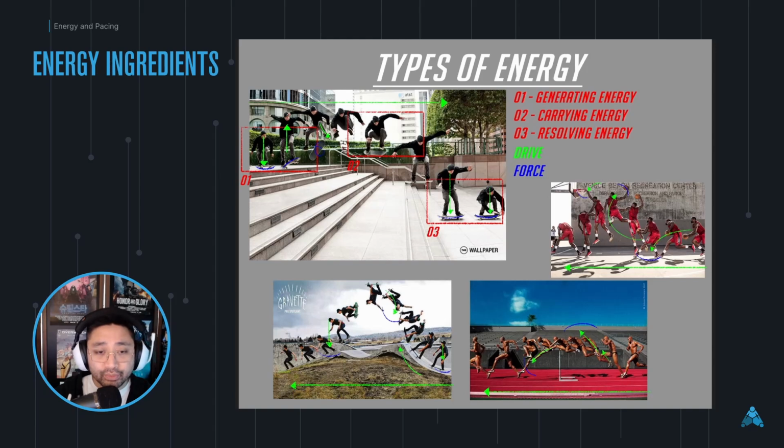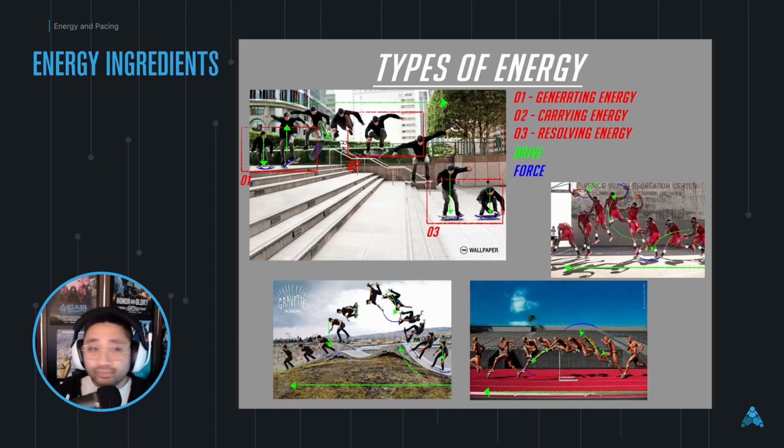And so I've got a couple examples of athletes. The skateboarder here is doing a heel flip, it looks like, or some kind of flip trick off of a stairs. And if we're looking at the red, these boxes I've indicated show what each set of poses is doing as far as energy goes. So these first few poses, the character is generating energy by doing his anticipation. He pops up. And then in the second red box, we can see that these three poses are carrying the energy through. And then towards the end, we are resolving the energy.